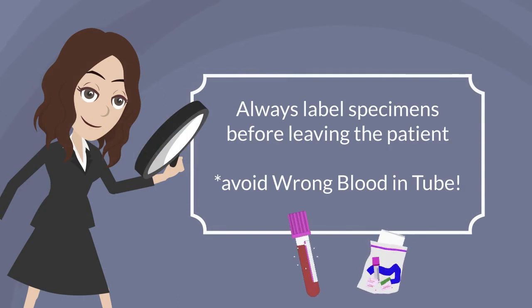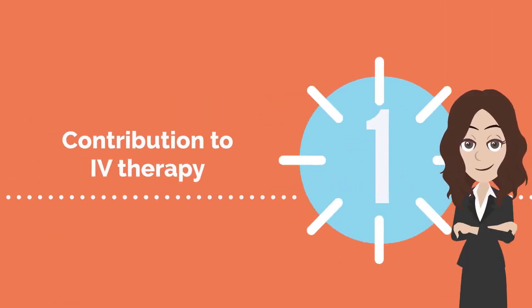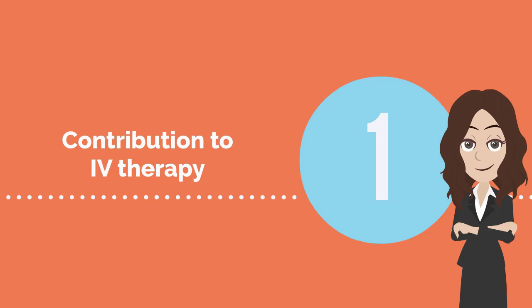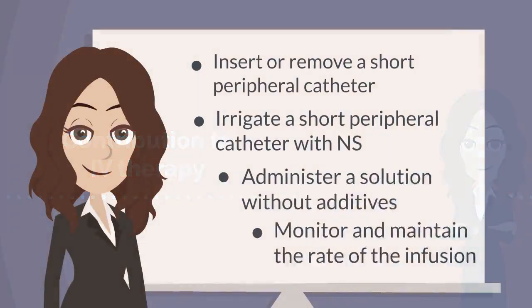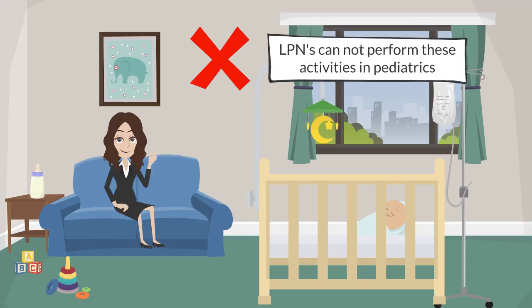Another best practice reminder: always label specimens before leaving the patient. This avoids wrong blood in tube. Let's review the 2 authorized activities for LPNs. 1. Contribution to IV therapy. LPNs can insert or remove a short peripheral catheter, irrigate a short peripheral catheter with NS, administer a solution without additives, maintain and monitor the rate of infusion.